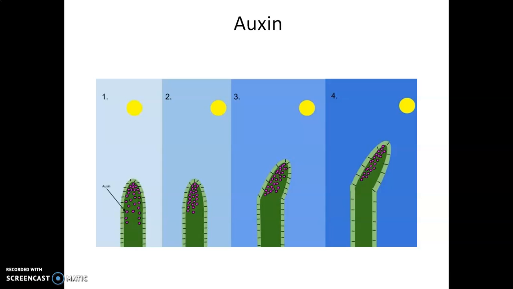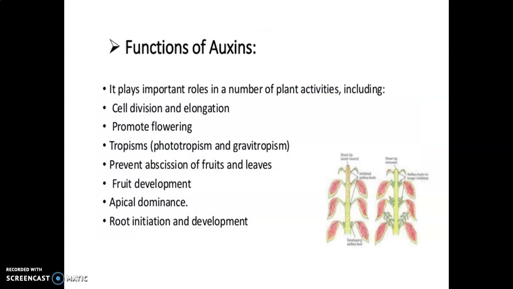Okay, let's start. So first of all, let's discuss auxin. Auxin plays an important role in a number of plant activities, including cell division and elongation, and it promotes flowering and helps with tropism and prevents abscission of fruits and leaves. It helps with fruit development. It helps with apical dominance, and it initiates the development of root. And if a 1 mark question is asked, what is auxin? We can write: auxin is a growth hormone.